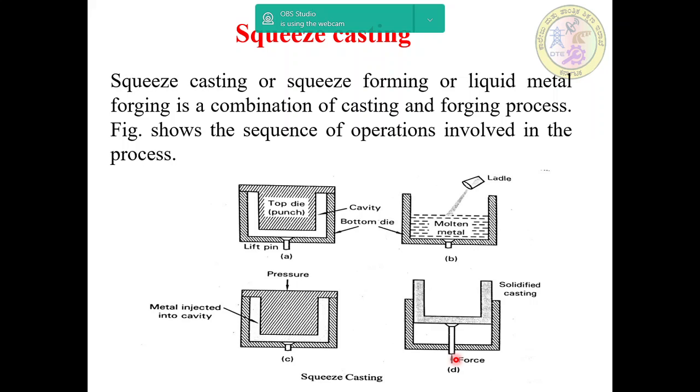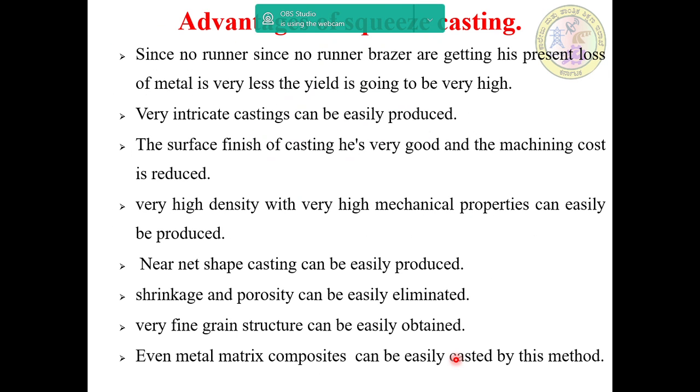Squeeze casting is commonly used for casting aluminum and magnesium alloys, and cores can be used in this process to produce holes. And then in this squeeze casting process, these are the main advantages. Since no runners are used, loss of metal is very less and the yield is very high.